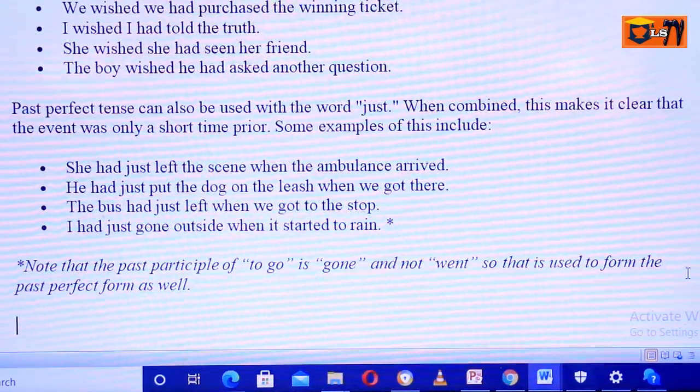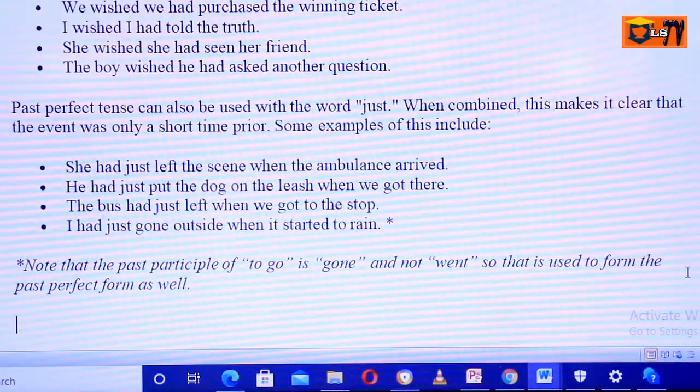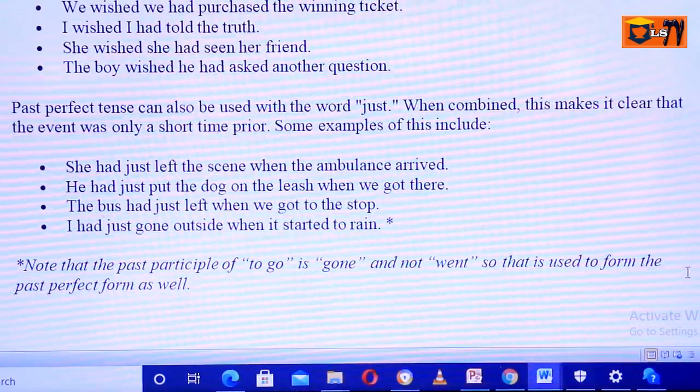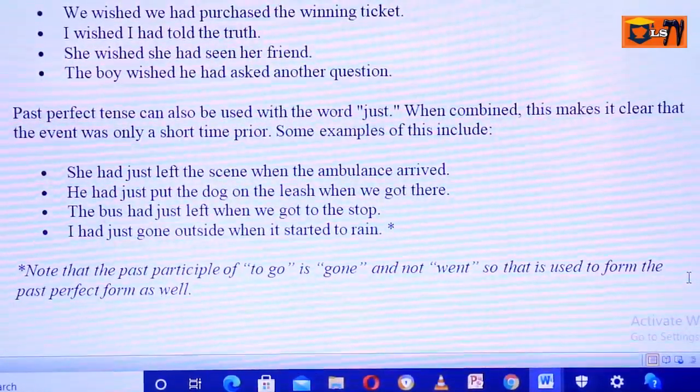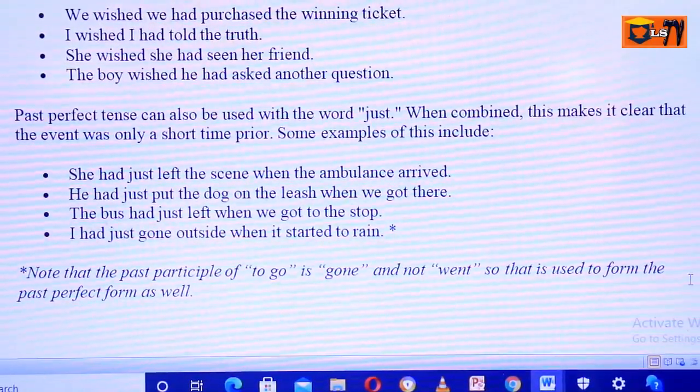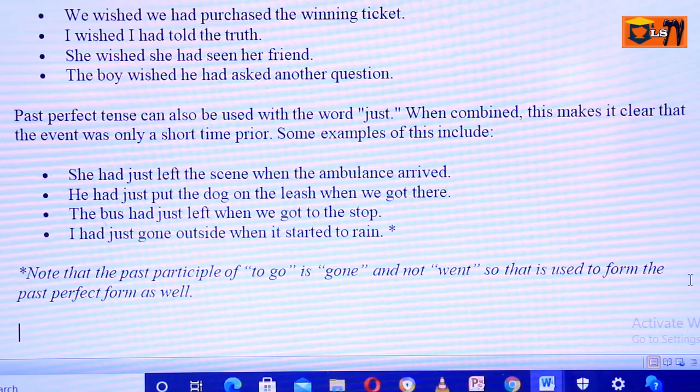This is the end of the explanation of how to use past perfect, with some examples. Let us proceed with some conversations or some dialogues.